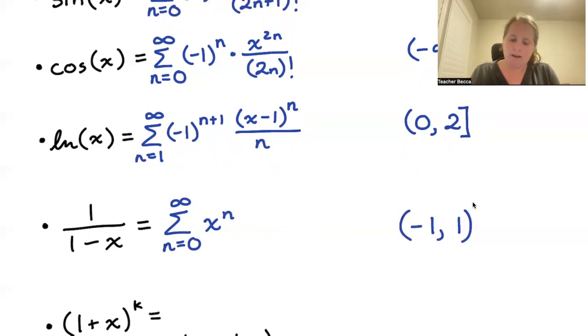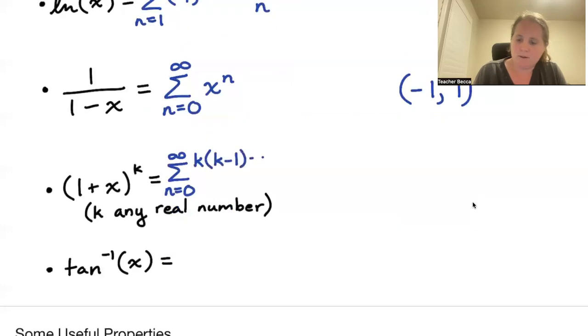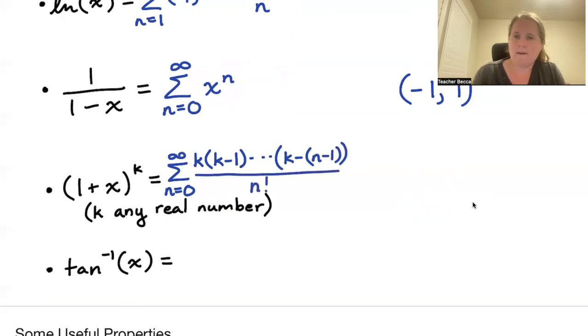After that, we get what they call a binomial series. So here we're looking at 1 plus x to the k, where k doesn't have to be an integer. So k can be any real number. Then this series winds up being the sum from n equals 0 to infinity of k times k minus 1 times all the way down to k minus (n minus 1), and we divide all of that by n factorial, then times x to the n.